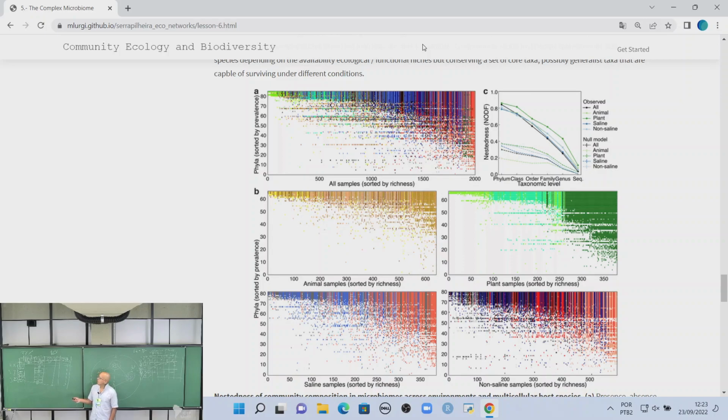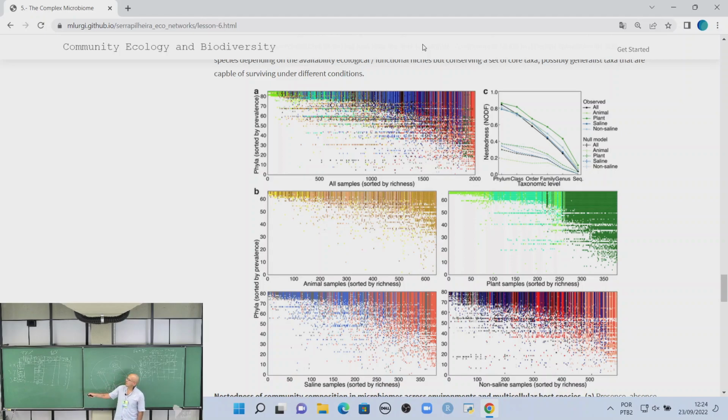The first one here is the plant species. No, these are the plant species, sorry. These are the animal species. So these are microbiomes found in animals and plants. And these are two environments, more saline environments and non-saline environments. And here you can see this kind of thing that I was drawing here on the board, right?